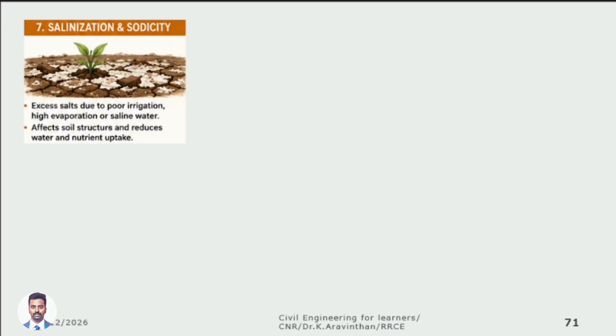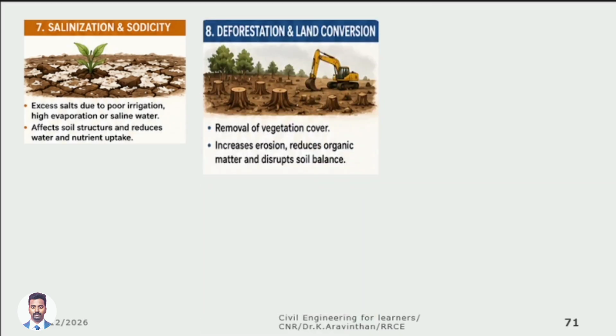Now, that soil will have some white color. That is called salinated soil. Excess salt due to poor irrigation. Sir, why do salt or these white patches come in the soil? It means poor irrigation. What do you mean by poor irrigation? There is no water at all in the soil, then it becomes like this, and it affects the growth of the soil. Deforestation is one of the things.